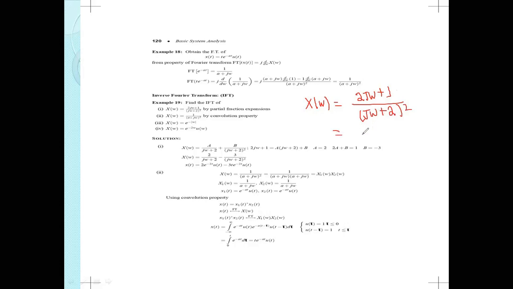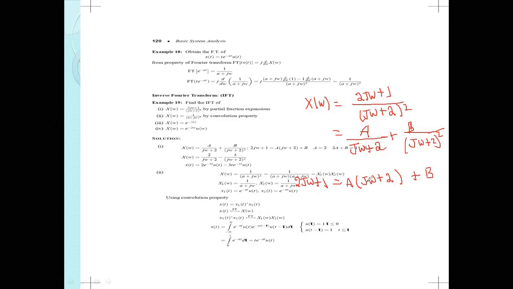So it is in the form of 1 by (s plus a) whole square. So I am writing this as A by (j omega plus 2) plus B by (j omega plus 2) whole square. Find out the constants A and B by equating the function here. So what is the equation? 2j omega plus 1 is equal to A into (j omega plus 2) plus B.